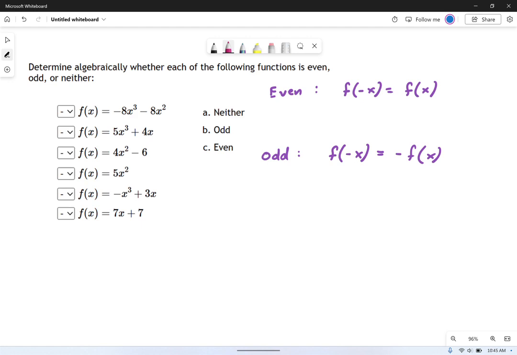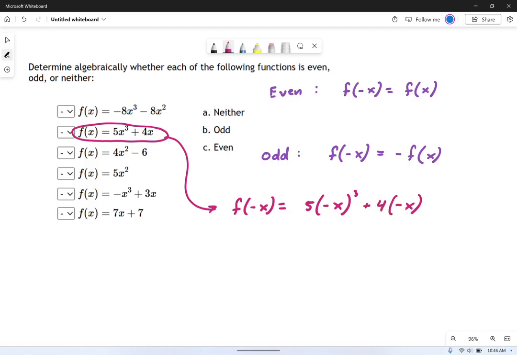Let's pick this one right here. This looks like a fun one to start with. I'm going to plug in negative x. So watch what happens. F of negative x is going to be equal to 5 times negative x cubed plus 4 times negative x. Okay, now as we cube the negative x, watch what happens. That turns into, think negative x times negative x times negative x. There's 3 negatives, so that becomes a negative x cubed. Plus, we still have this 4 times negative x.